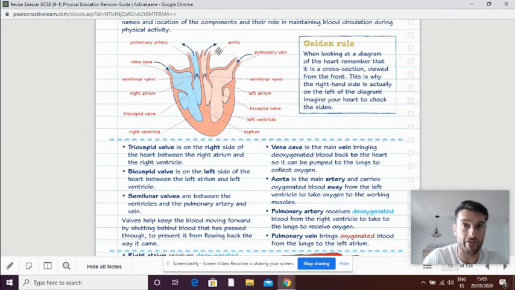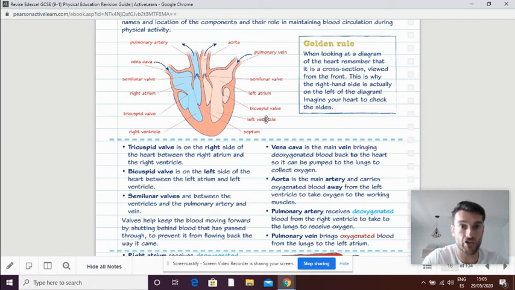Okay, we have the pulmonary vein. Veins normally carry deoxygenated blood back to the heart. However, to be a vein, you must be carrying blood back to the heart. The pulmonary vein is bringing oxygenated blood back from the lungs to the heart. That's why it's red, because it's oxygenated. And then it will pump through the aorta. The aorta is the biggest artery in the body, and it will pump blood everywhere it needs to go.